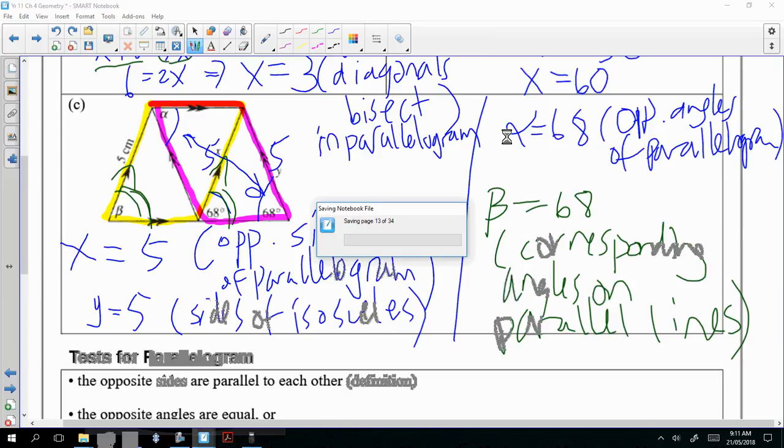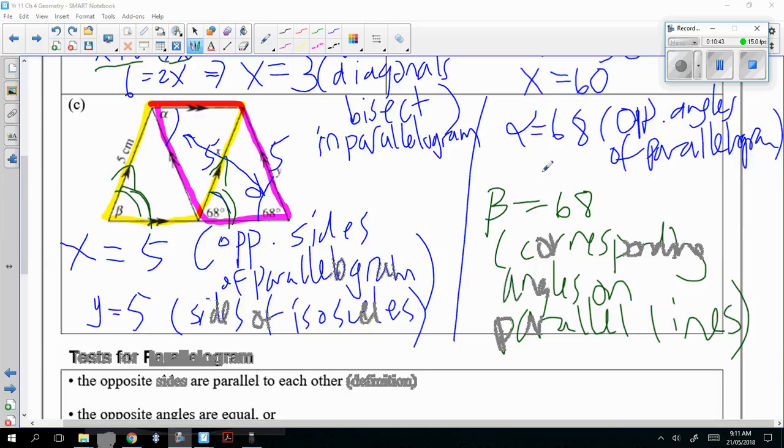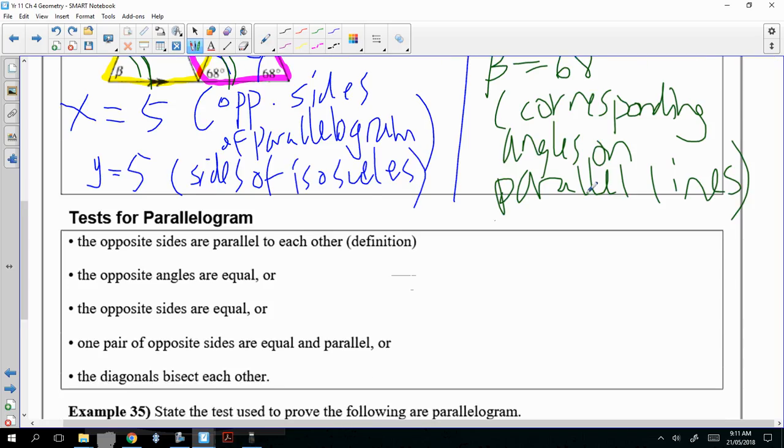After we looked at the properties of parallelogram, we need to look at some tests for parallelogram. Just like there are tests for similarity and tests for congruence, there are also tests for parallelogram. There are 5 tests. These tests are very similar to the properties of parallelogram. To prove it's a parallelogram, prove the opposite sides are parallel. That's the first test. Or you can prove the opposite angles are equal. That's the second test. The third test is to prove opposite sides are equal.